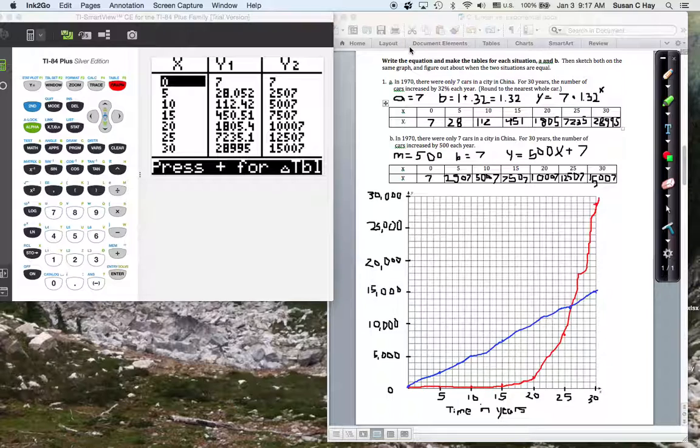Okay, so that's about it. You should circle, or you can notice where the intersection point is right there. And that's about it. Thanks for watching.